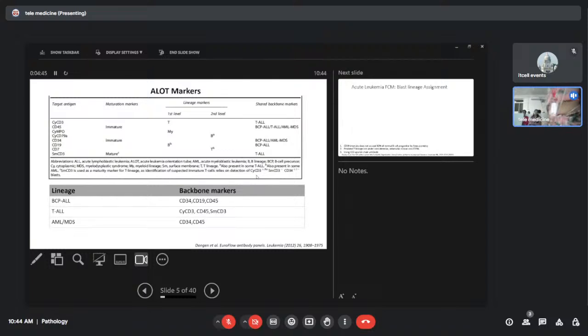So now these markers which I did have are backward markers for each lineage. What do you mean by backward markers? If our initial impression after this ALOT tube is B-ALL, then in all the subsequent tubes these three markers will be there. So we identify the blast using all these three markers, and then we evaluate the subsequent markers in that. So backward markers will be in all the tubes for further processing of BCP-ALL. Similarly, for T-ALL, all the tubes will have CD45, cytoplasmic CD3 and surface CD3. For AML, CD34 and CD45 will be there in all.